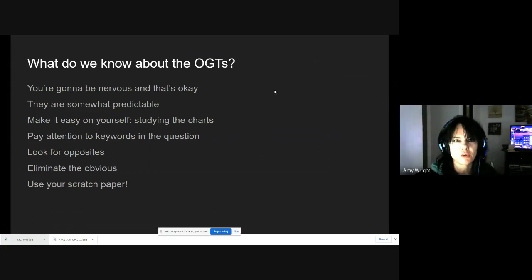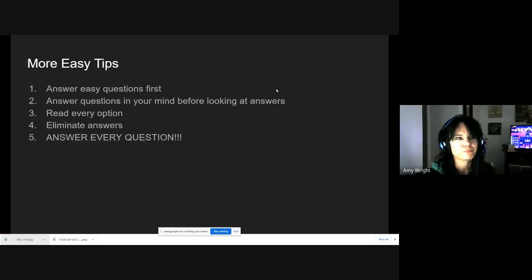Also, use your scratch paper. You should be given 2 sheets of scratch paper. Use that to brainstorm ideas, to re-summarize questions in your head. And of course, if you're doing a math OGT, it's especially important to use your scratch paper.